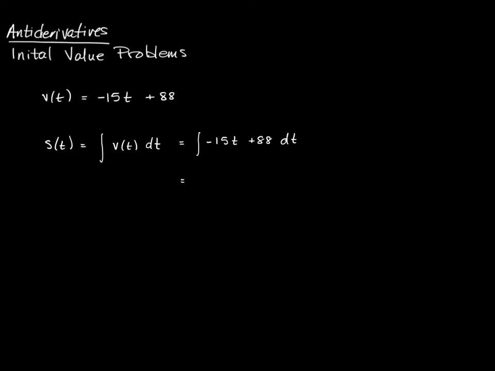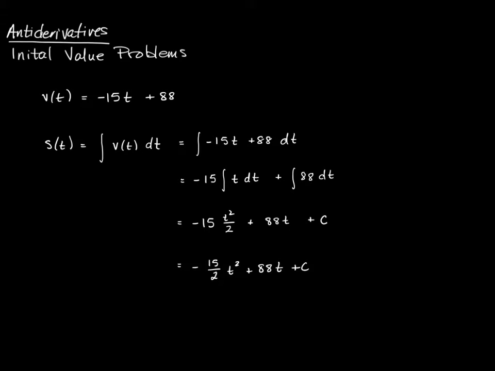We have some properties that let us do problems like this now, so let's go ahead and rewrite this as negative 15 times the integral of t dt plus the integral of 88 dt. This is going to be negative 15. The integral of t is just t squared over 2 plus the antiderivative of 88 is 88t. And of course, I must remember my plus c. I can rewrite this as negative 15 halves t squared plus 88t plus c.